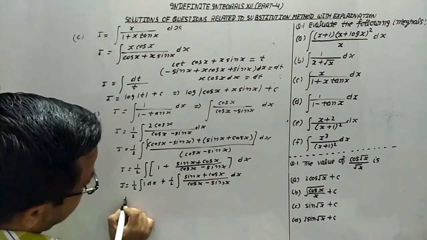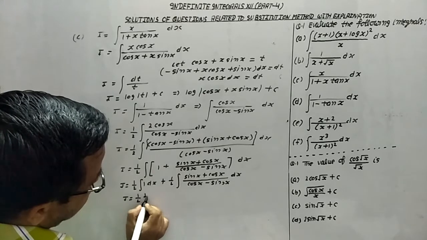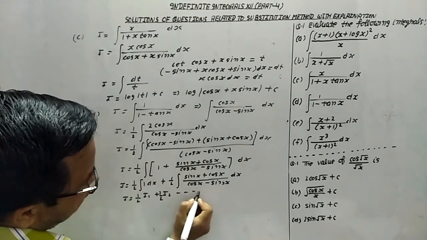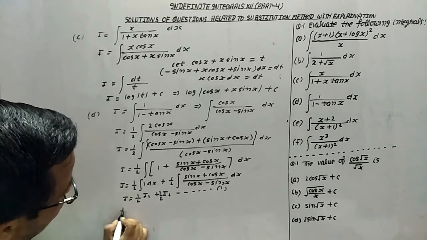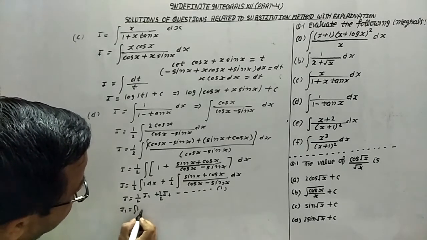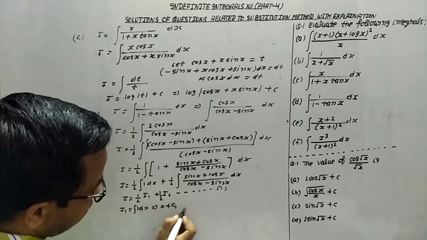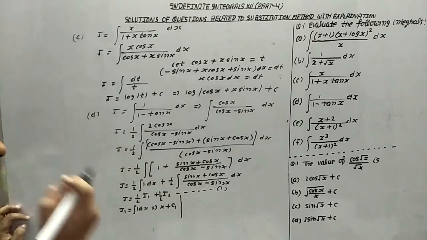And now you can write 1 upon 2, this is I1 plus I2, 1 upon 2. This is equation number 1. First of all, I1 is equal to integration of 1 dx. It means this becomes x plus c1. Let us suppose this constant is c1.